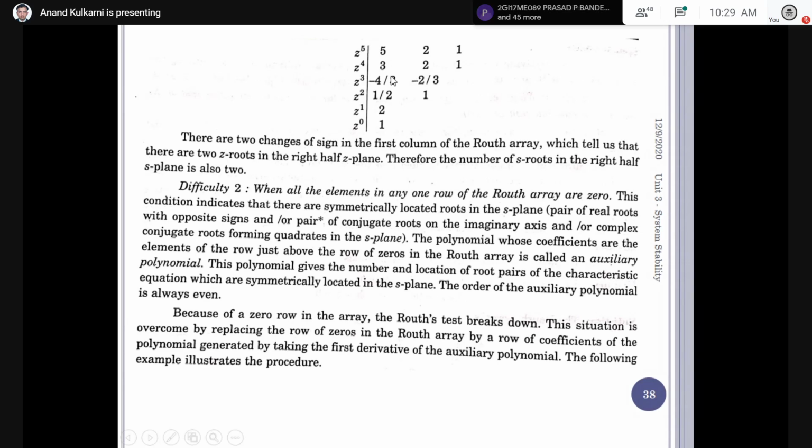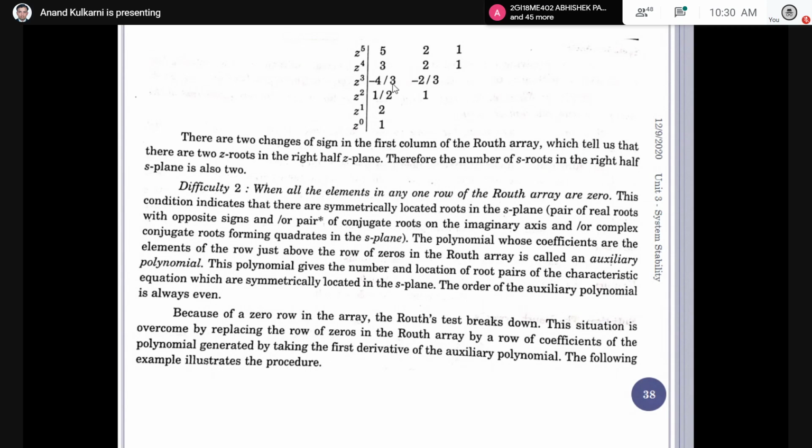And then this becomes 1. This into this minus 0 divided by this is 1. Then next row, this into this minus this into this plus divided by this, it will become 2. Then it will become 1. Now you can see the first column of the Routh's array. 5 positive, this is positive, this is negative, this is positive, this is positive, this is positive. There are two sign changes, system becomes unstable.